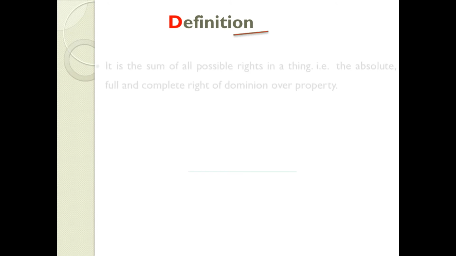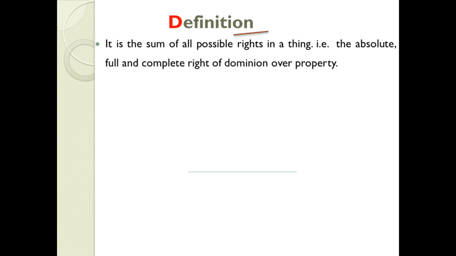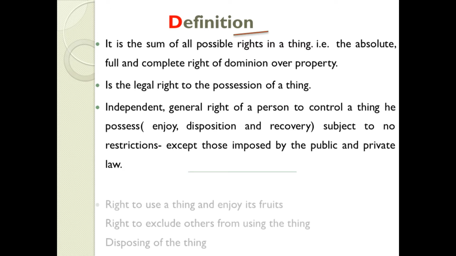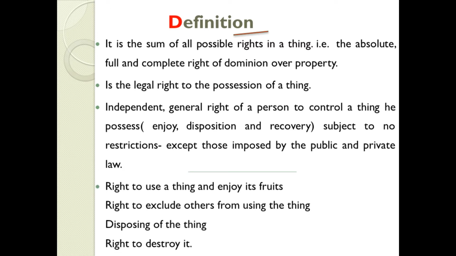The definition. Ownership is the sum of all possible rights in a thing. That is the absolute, full and complete right of dominion over property. That is ownership. It is a legal right to the possession of a thing. That is a right of a person to control a thing he possesses, enjoy that thing, subject to no restrictions except those imposed by the public and private law. So one has got the right to use the thing and enjoy its fruits, right to exclude others from using the thing, right to dispose that thing, and right to destroy it also.